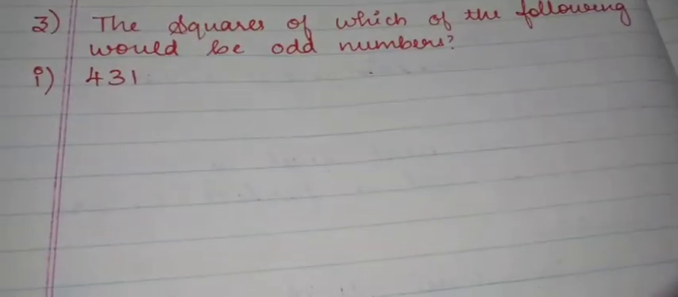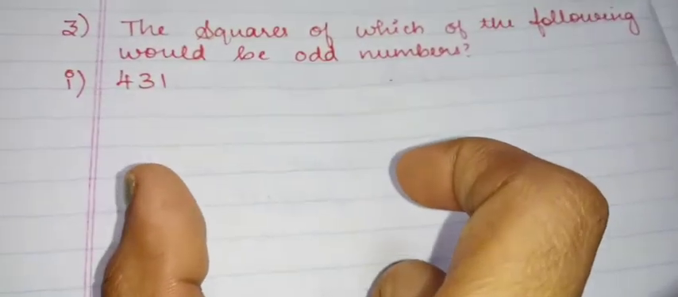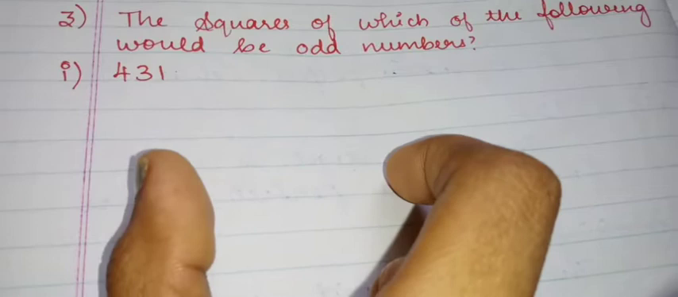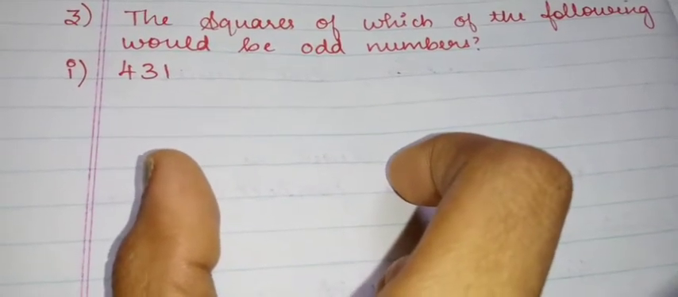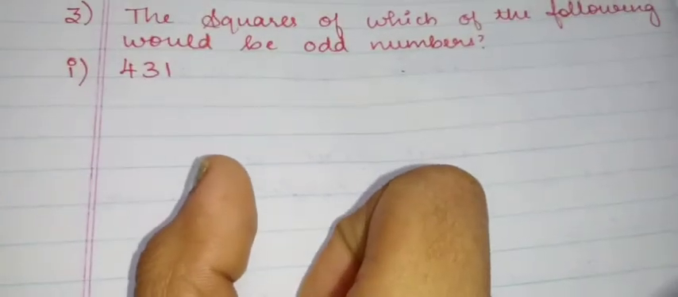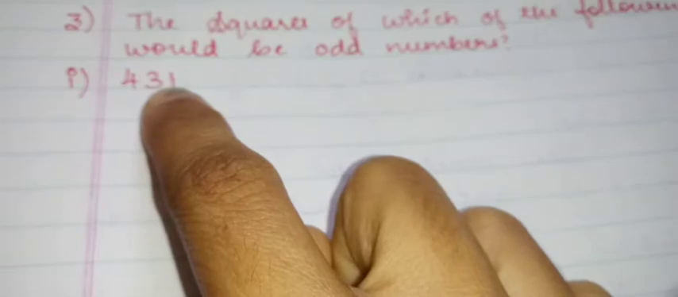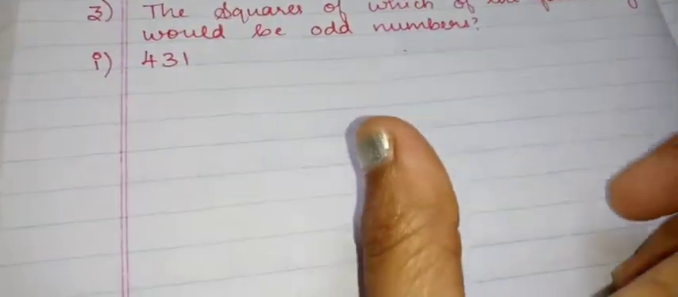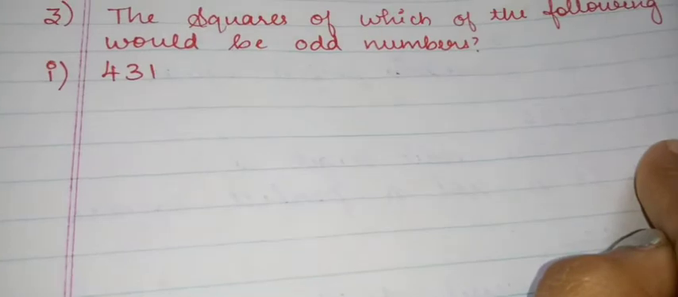They are asking us to find the square of these numbers and write whether its square is an odd number. Actually, how will you judge it as an odd number? By seeing the ones place, right? If the ones place is 0, 2, 4, 6, 8, then it is an even number. If it is 1, 3, 5, 7, 9, it is an odd number.